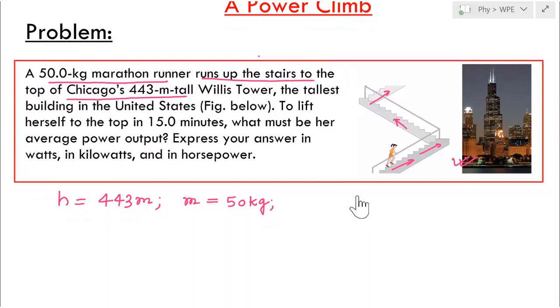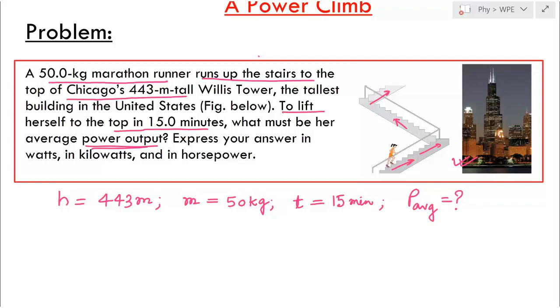So the question says, to lift herself to the top in 15 minutes, what must be her average power output? So she wants to go onto the top of this tower in 15 minutes. So time is also given, that is 15 minutes. And you have to find what is the average power output, that is P average. That is the target variable in this problem. So in other words, you have to find what is the power she should generate so that she can safely reach the top of this tower.